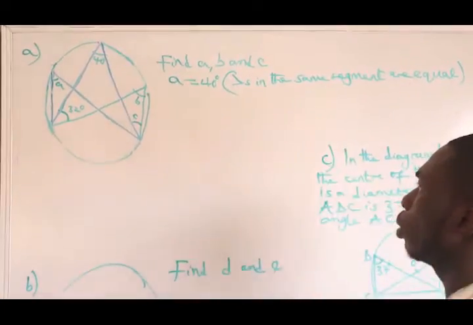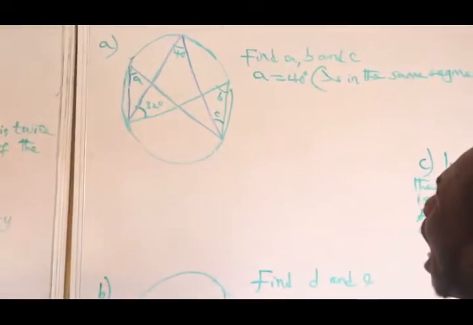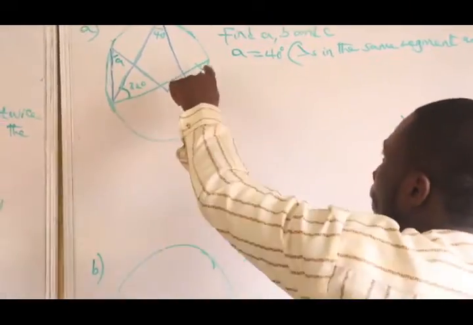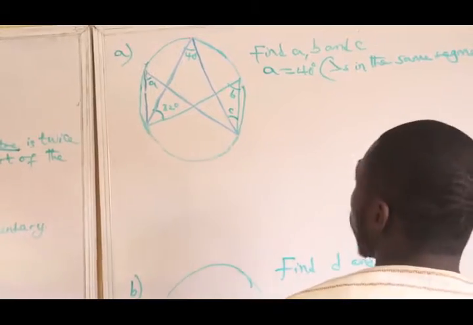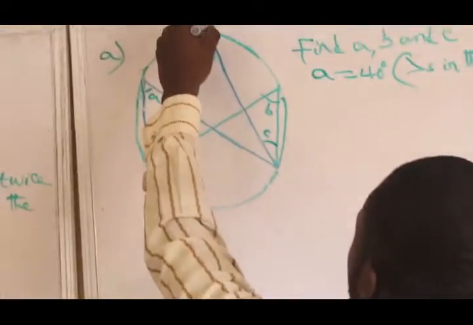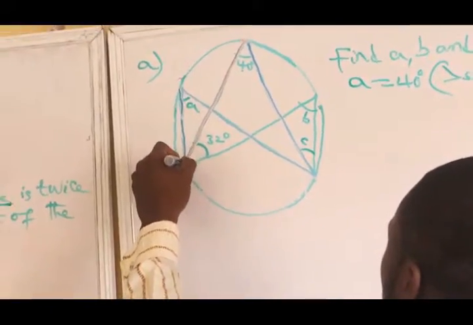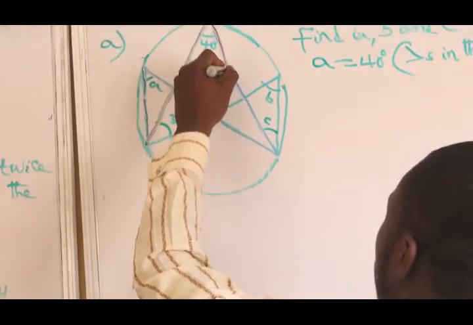Now, let's move to angle B. You have been asked to find B. B also belongs to the same segment as 40 degrees. Now, look at the shape. Look at this. Can you see this?